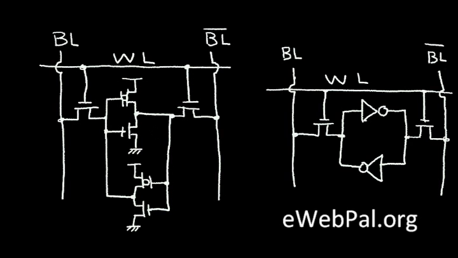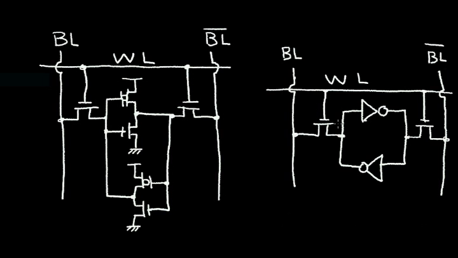Now recall how this cross-coupled inverter works. If I have a low voltage here, the top inverter will convert that low voltage to a high voltage, and the bottom inverter will reinforce that logic state. So this cross-coupled inverter can exist in 2 different states.